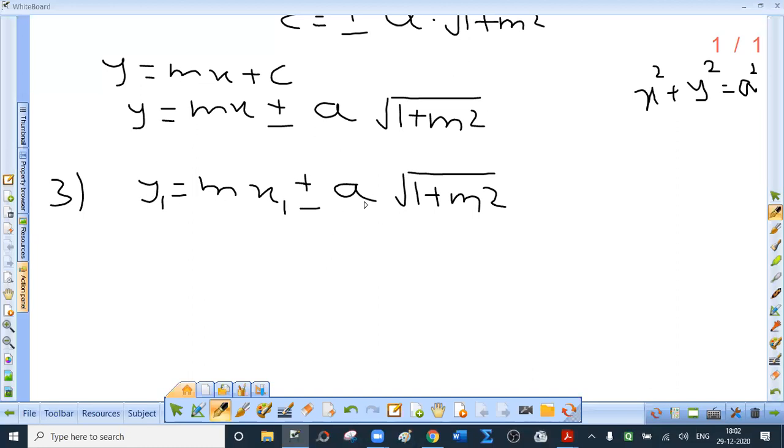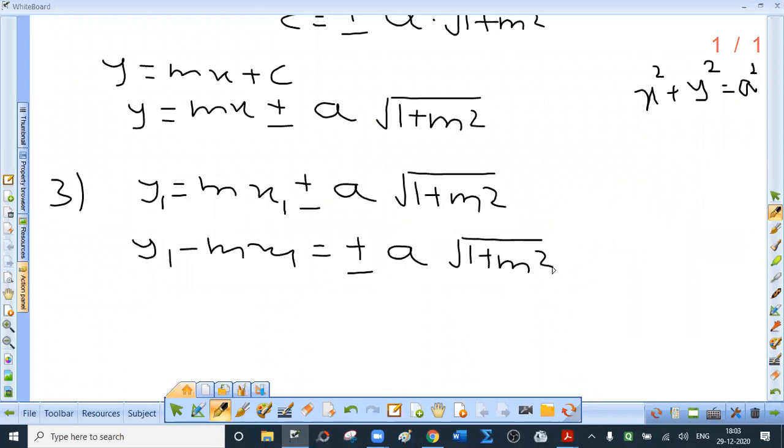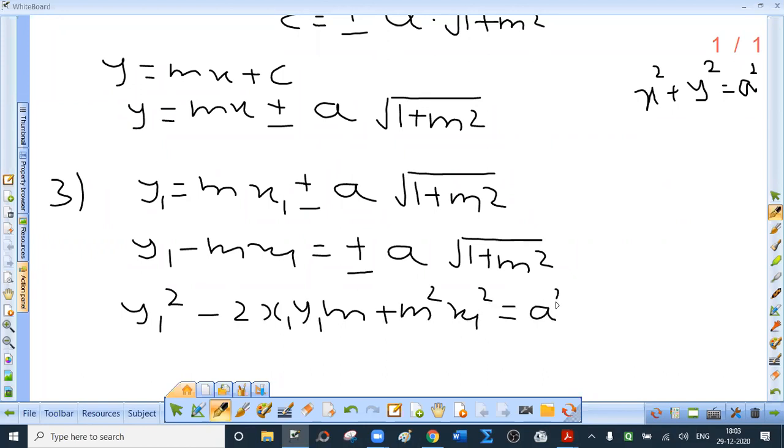See, y equal to mx plus minus a into root 1 plus m square is always tangent to this circle. We have just proved this. If tangent is drawn from x1, y1, point x1, y1 will lie on the tangent. So coordinates will satisfy the equation. Now rearrange the terms. So y1 minus mx1 equals plus minus a root 1 plus m square. Square both the sides. Y1 square minus 2x1 y1 m plus m square x1 square is a square into in bracket 1 plus m square. I open the bracket to get a square plus a square m square.